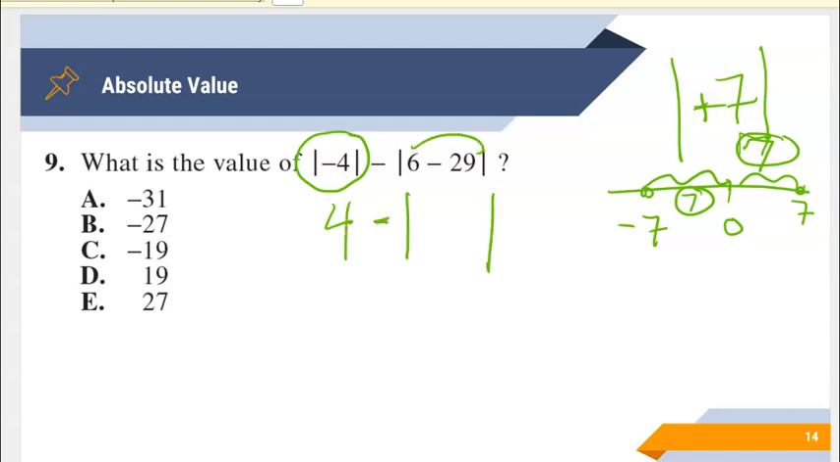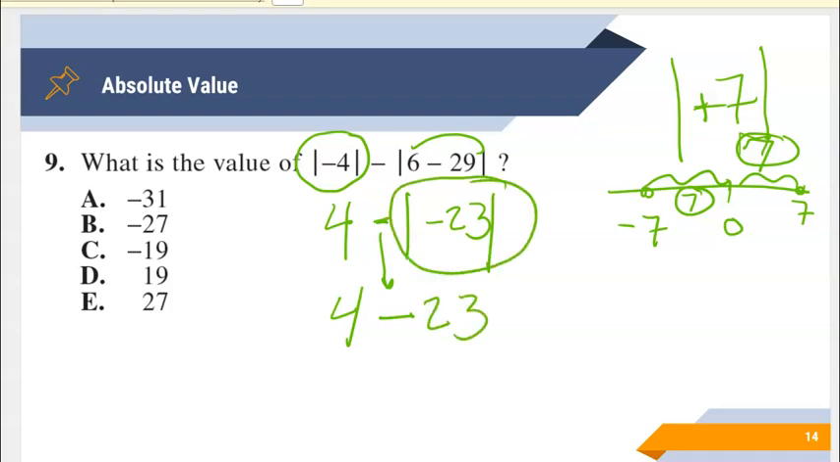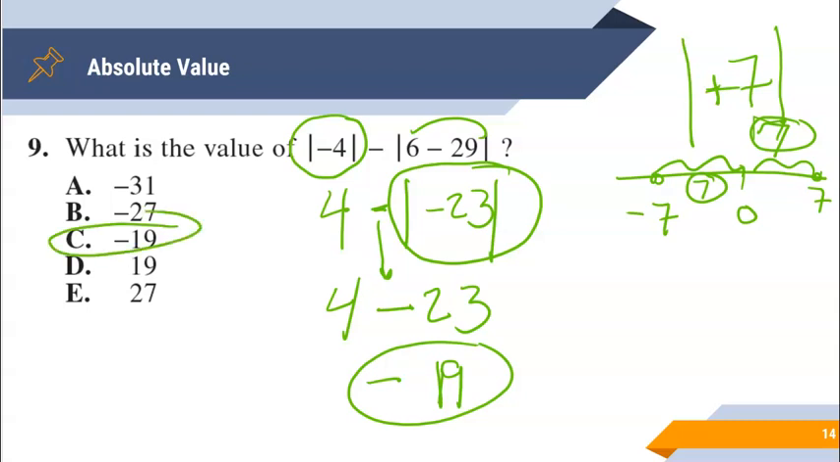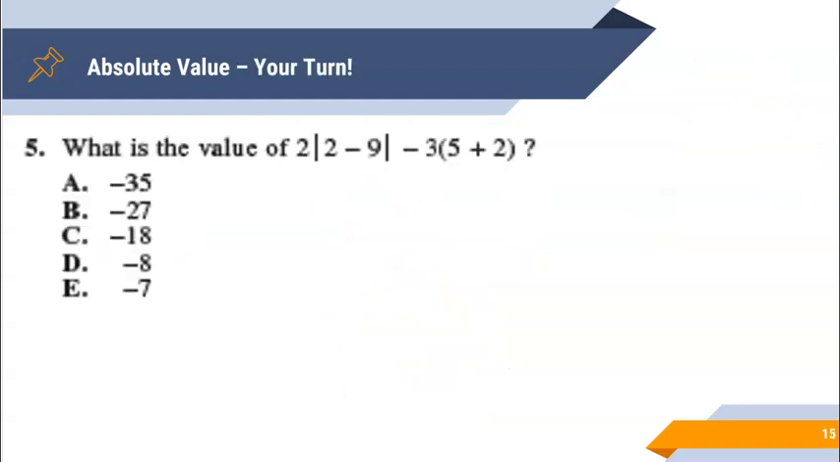Now here we have 6 minus 29, which would be negative 23. So here's where some mistakes can happen. Bring down the subtraction sign. Okay, what's the absolute value of negative 23? It is 23. And now we have 4 minus 23, which is negative 19. Choice C. Okay? Don't fall for the mistake of having a negative becoming positive. This is absolute value here. Be careful with that. Okay, last one, your turn right here.